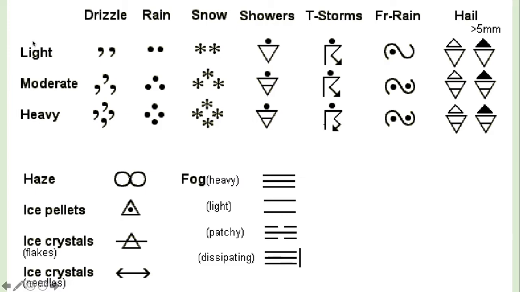There's different symbols for different precipitation. You don't have to memorize all of these. Just know that a couple of dots means it's raining, and if it's asterisks, it's snowing. The thunderstorm symbol's kind of good to remember too, but I think if you have to read one of these things, you'll almost always have a key.